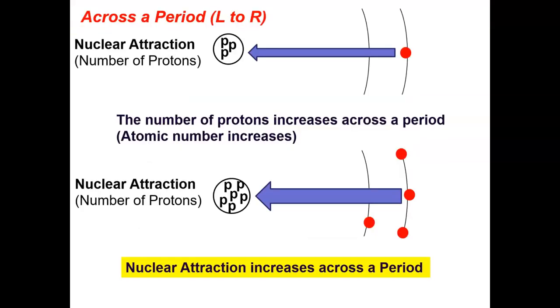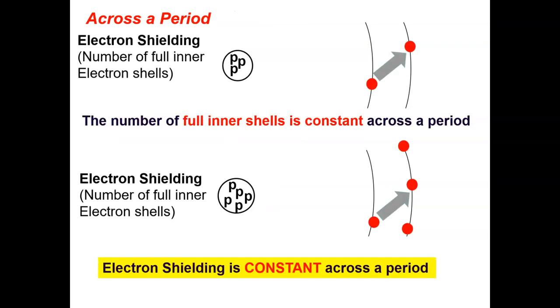Well, of course, across a period, we have the same three issues. The nuclear attraction. The number of protons in the nucleus will increase as atomic number increases. So we've got nuclear attraction increasing as we go across, just the same. So no surprise, nuclear attraction will pull in the electrons more strongly. Now what about the shielding?